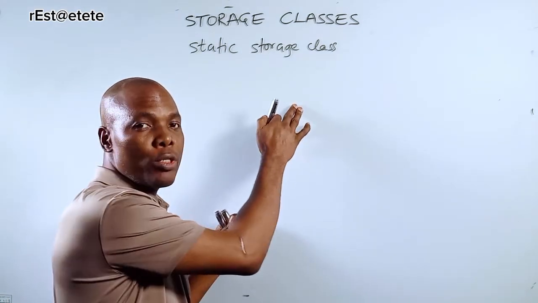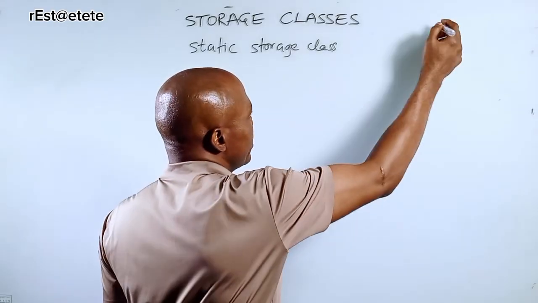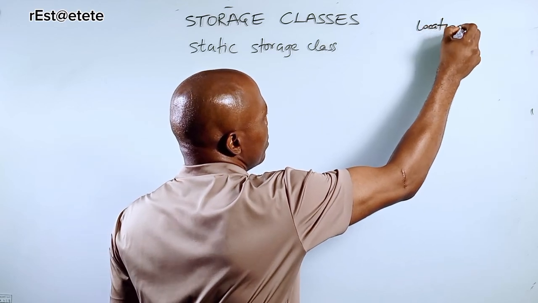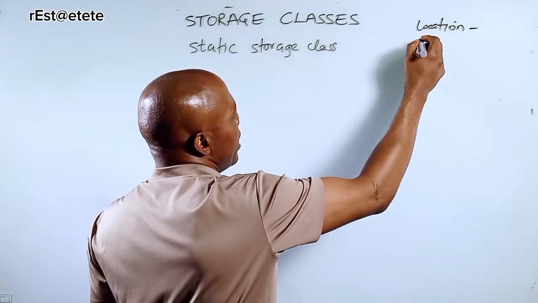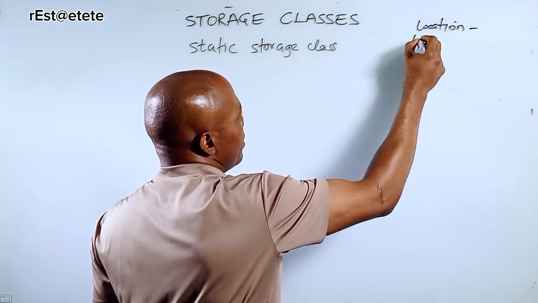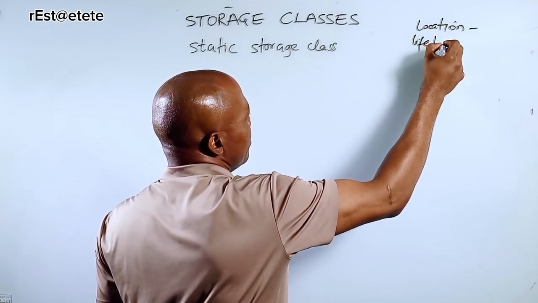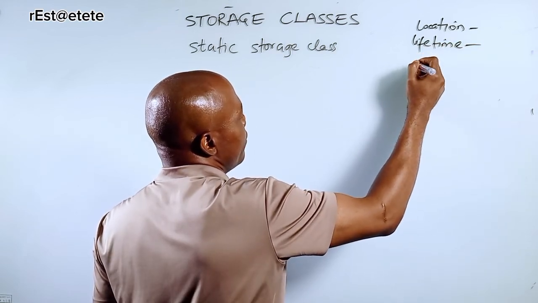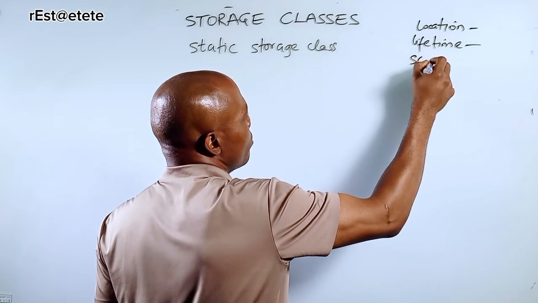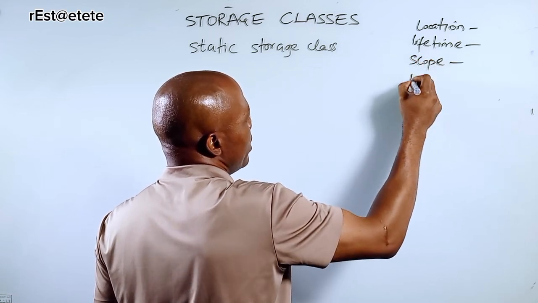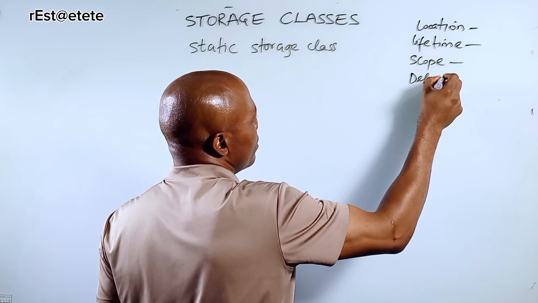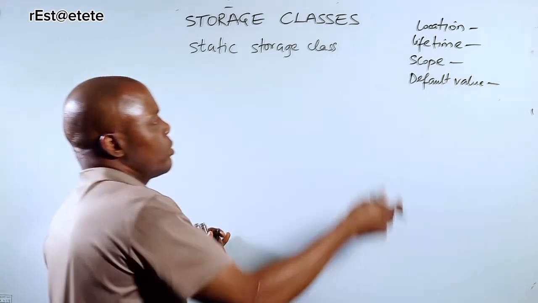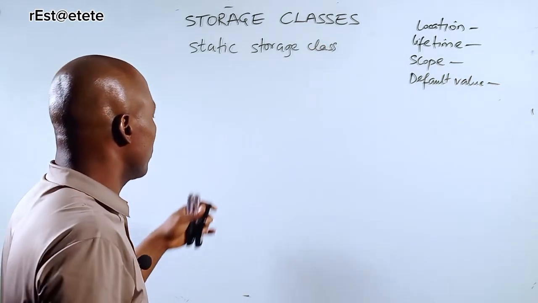I'm still going to use the same thing. I'm going to have location, so where will it be stored? The lifetime or span, and then default value or scope. We'll look at the scope, and then we'll look at the default value. So we are going to look at these four things using these storage classes.